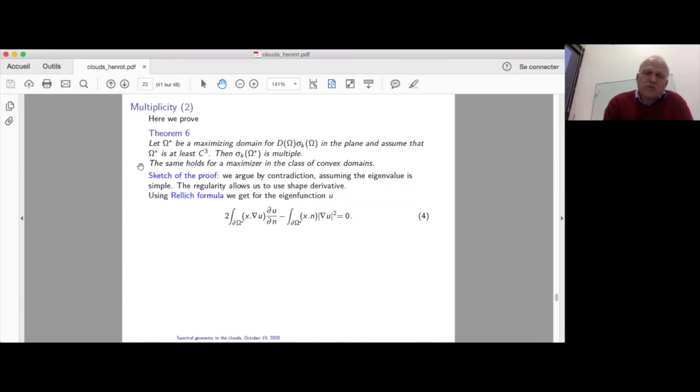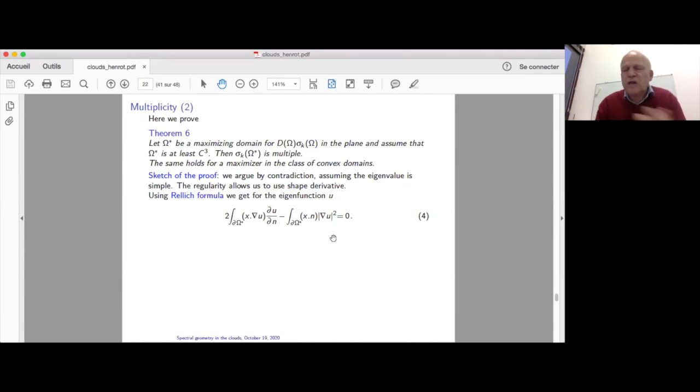So how does the proof work? Of course, we argue by contradiction. We assume that the eigenvalue is simple. Then, since it is simple, it's easier to write the shape derivative. We do not have to deal with this complicated matrix and so on. It is simple, so we write the shape derivative. Then we use the famous Rayleigh formula. For those who know it, it is also called the Poiseuille formula, which is true for any C2 function, say. In 2D, it writes like that.